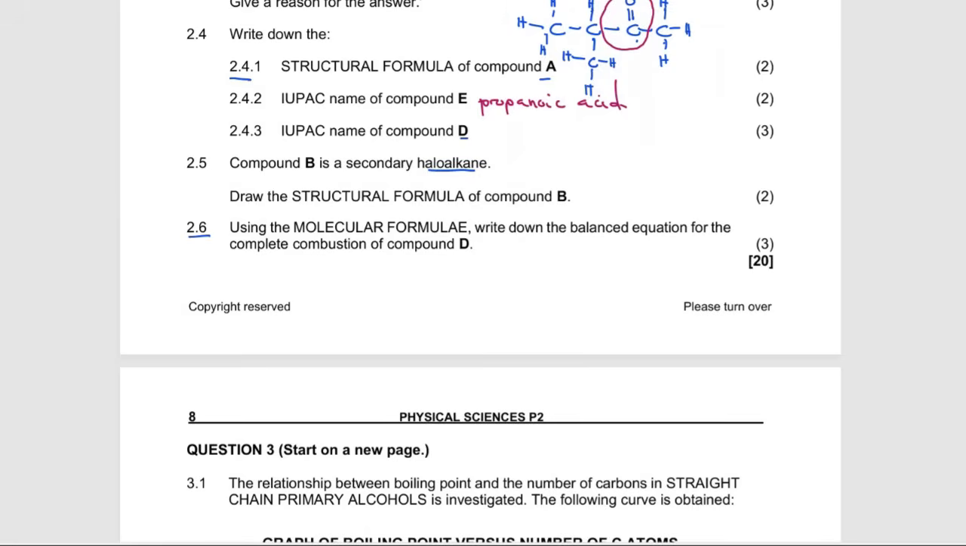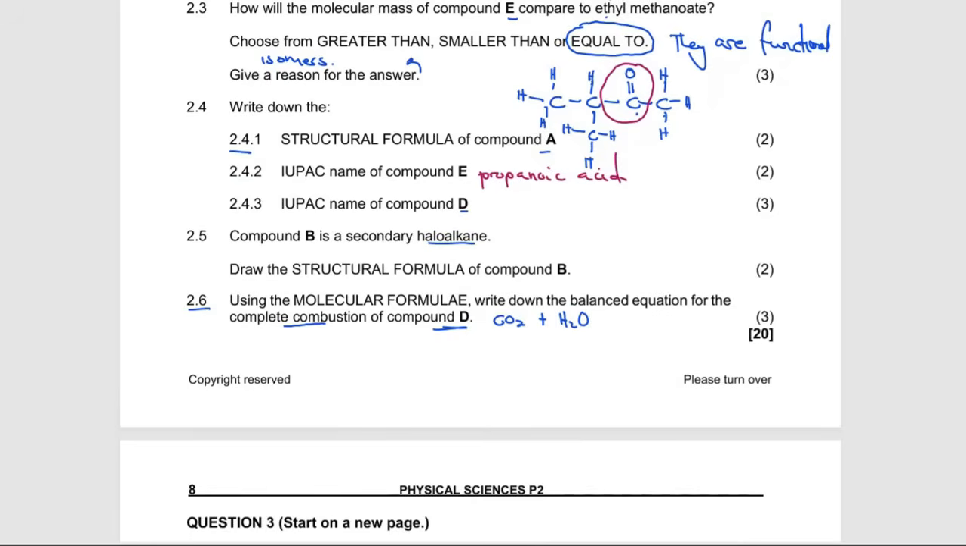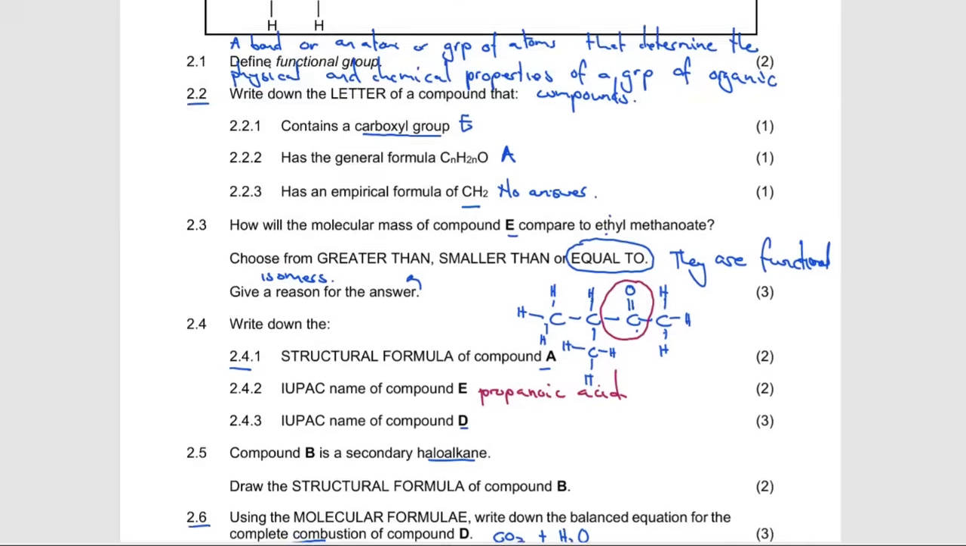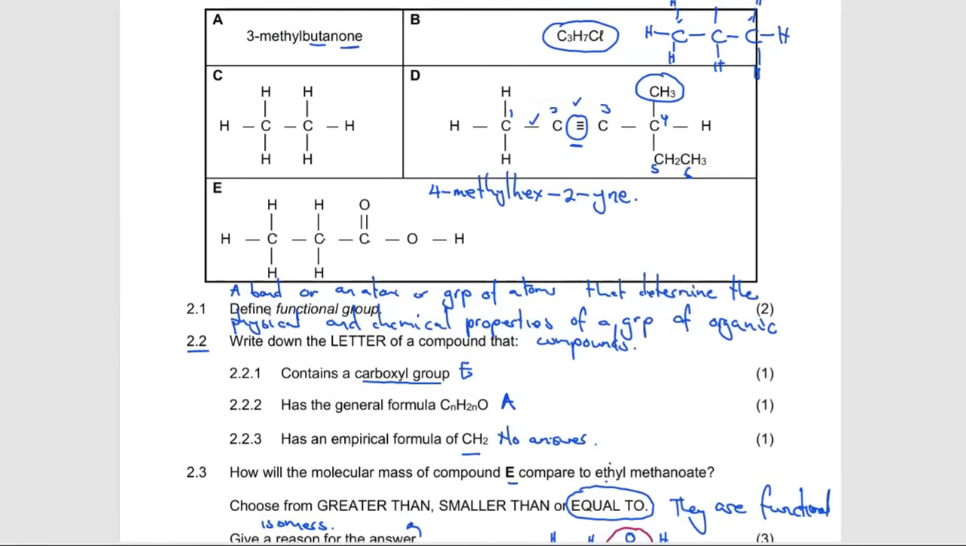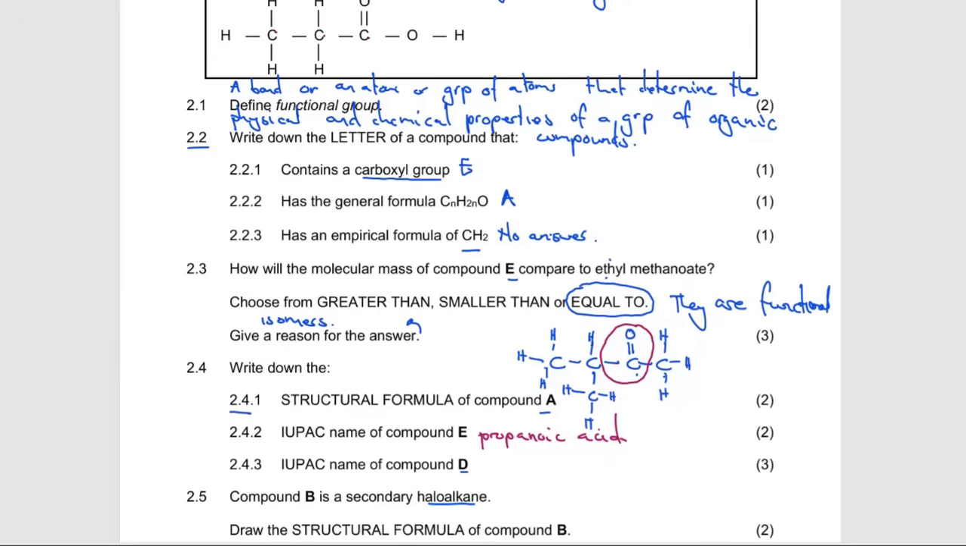So moving on to 2.6, it says using the molecular formula, write down the balanced equation for the complete combustion of compound D, right? We should know that whenever we're talking about complete combustion, our products should always be carbon dioxide plus water. So these are our products for complete combustion. Whenever they say complete combustion, carbon dioxide and water. When it's incomplete, we are going to have carbon monoxide. So we're focusing on compound D, which is 1, 2. It has 2 carbons. So how many carbons do we have there?